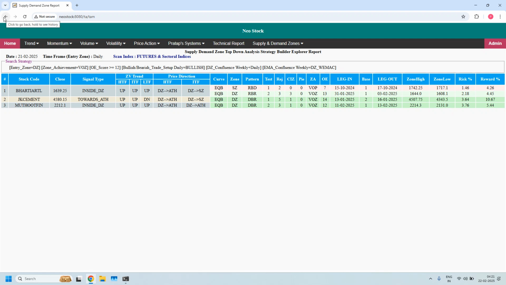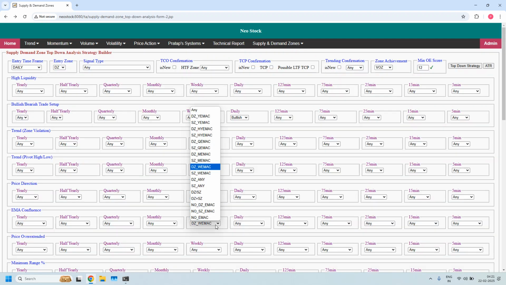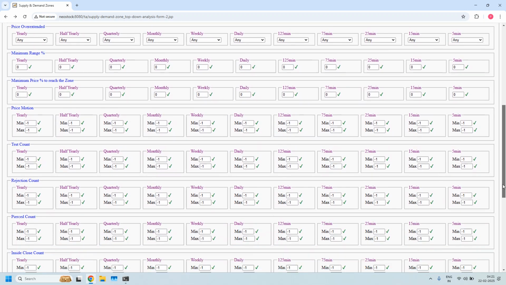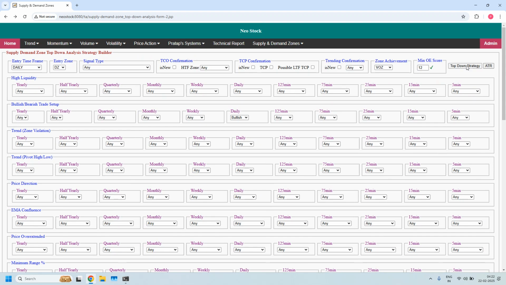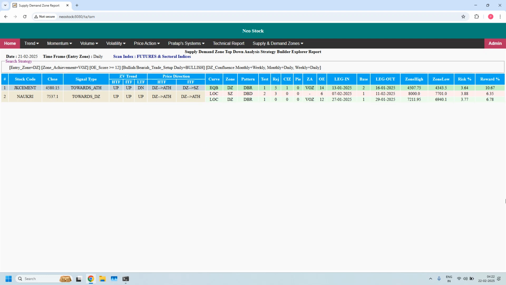Let us filter based on LTF, ITF, HTF demand zone confluence, removing EMA filter. In the demand zone confluence, we have to set 3 filters. First filter is already enabled. Second, daily with monthly demand zone confluence. Next, weekly with monthly demand zone confluence. With all the 3 filters enabled, we got 2 stocks.